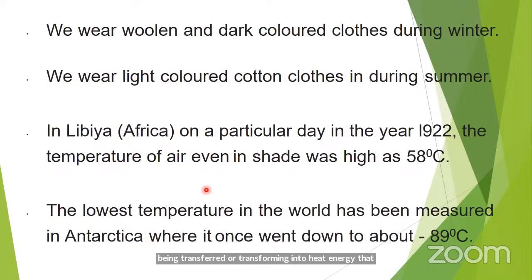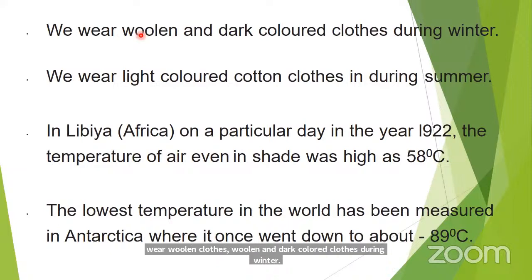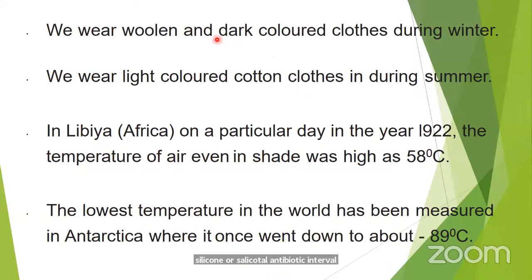Look, some things we regularly observe: we wear woolen and dark colored clothes during winter. Why? To keep our body warm. In winter we wear coats. Why? Because woolen clothes do not allow the heat to transfer or travel or pass through them.